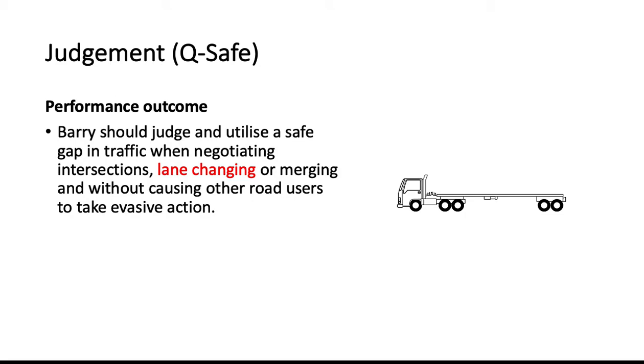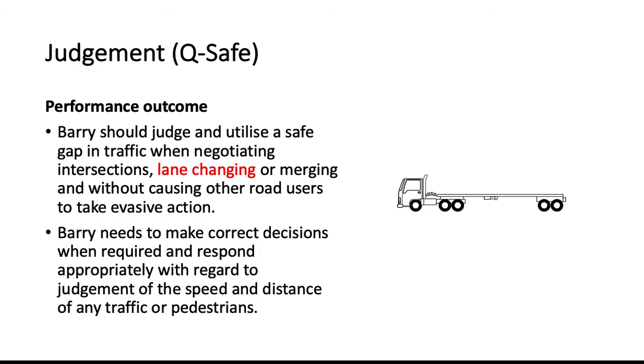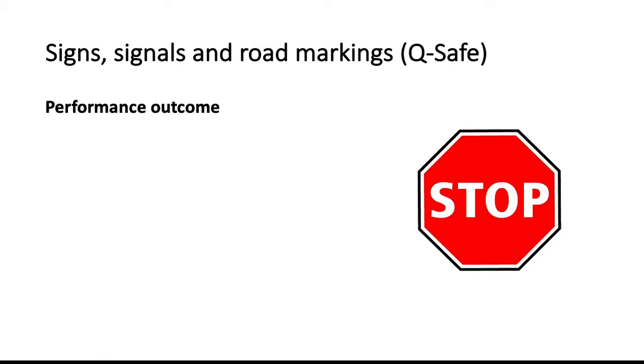One of the big shifts from going up to the higher classes of vehicle is the size of the vehicle. So Barry, now making a lane change in a semi-trailer, needs a lot more space and time to move over. Barry needs to make correct decisions when required and respond appropriately with regard to judgment of the speed and distance of any traffic or pedestrians. So you would successfully develop that skill in lane driving situations, like multi-lane traffic situations.